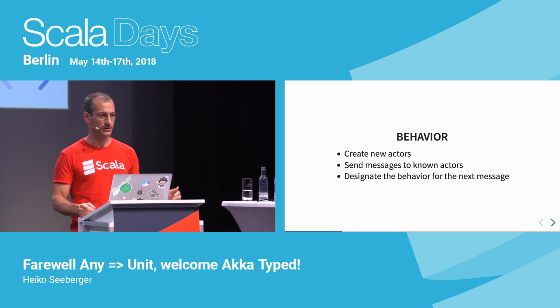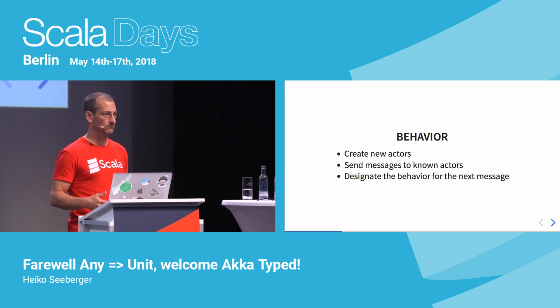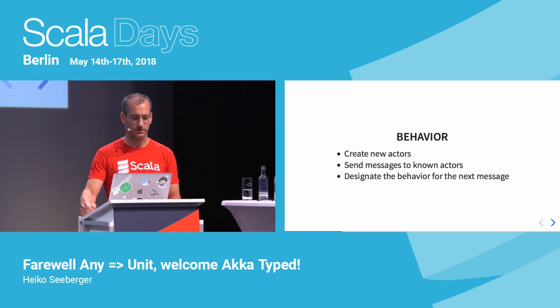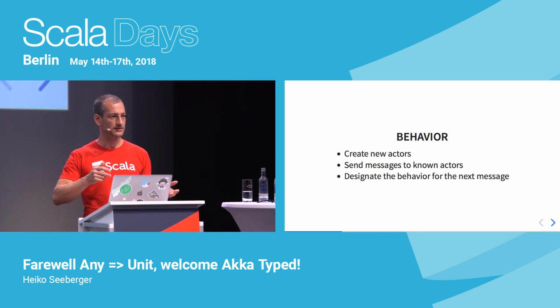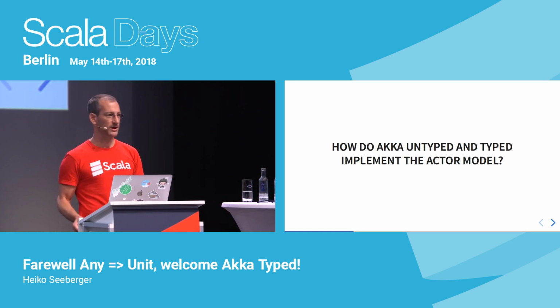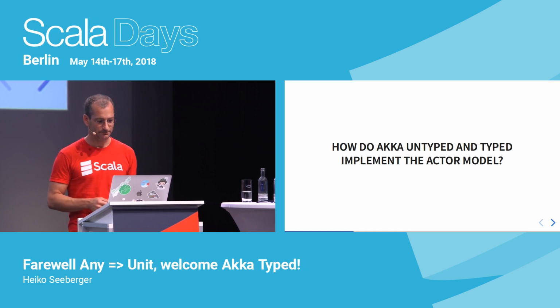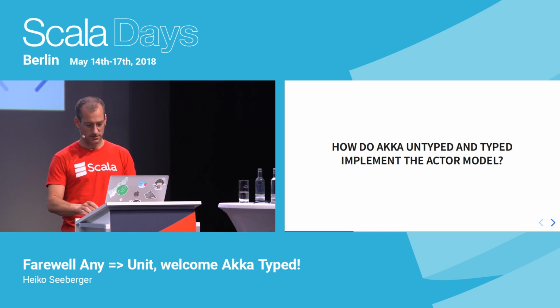And this is really important, an actor can change its behavior, or it can designate the behavior for handling the next message. And while that might sound a little weak, it's actually really strong. Because if you think about this behavior, which can be changed, that really means that you can encapsulate state here, okay? And we will see in detail how it's implemented in Akka. All right. So we have Akka untyped, the good old Akka untyped, and we have Akka typed, the brand new one. So let's take a look at how they implement the actor model.